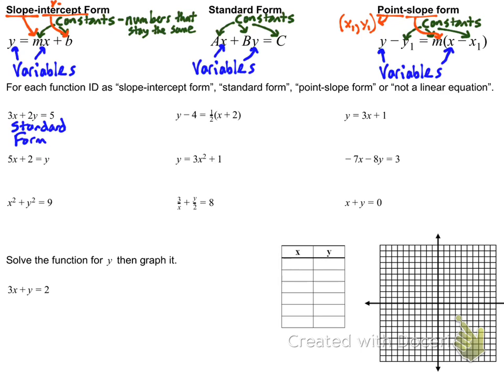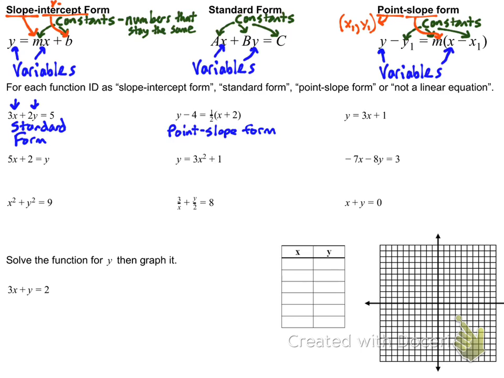The first one is standard form, and that's because x and y are on the same side of the equal sign. You see 3x plus 2y equals 5, so in this case, 3 is A, 2 is B, and 5 is C. The next one is point-slope form.